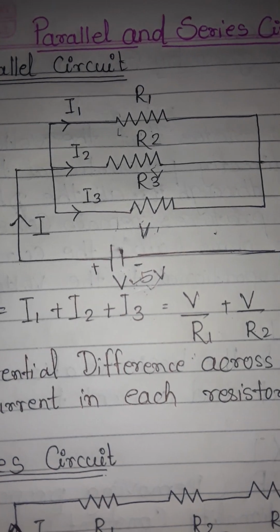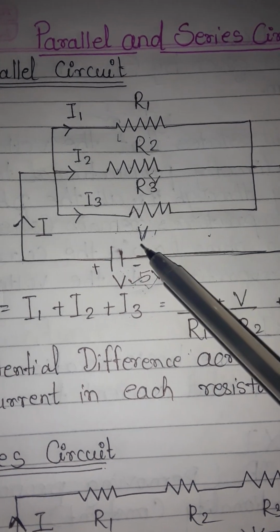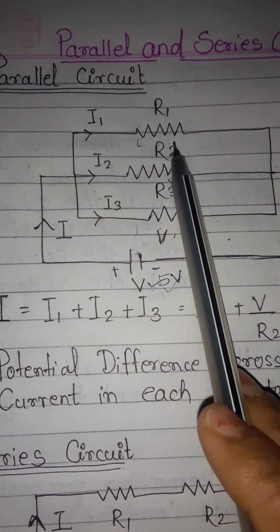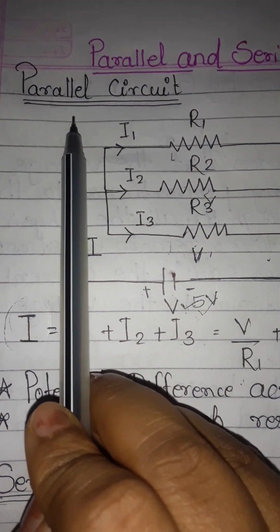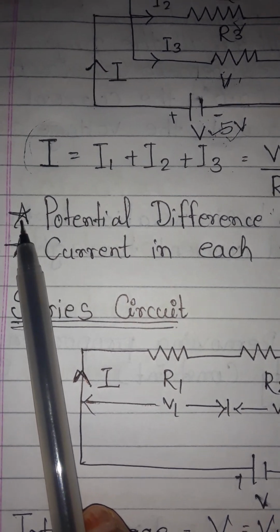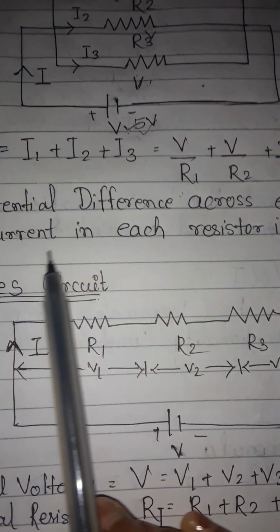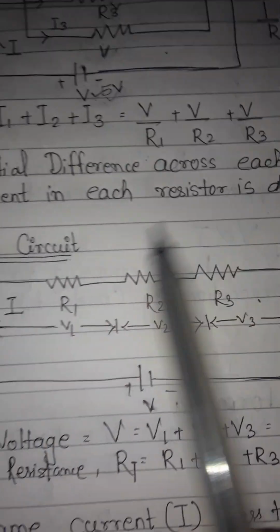We have to note one thing, that in a parallel connection the voltage across each resistor is the same, but the current in every resistor is different. This is the note about the parallel circuit. The second one, which I have marked here, is that the potential difference across each resistor is the same, but the current in each resistance is different.